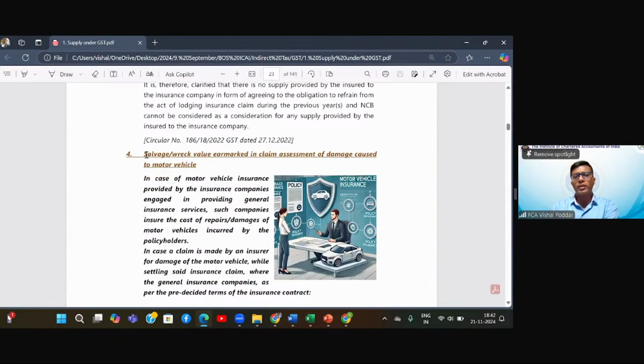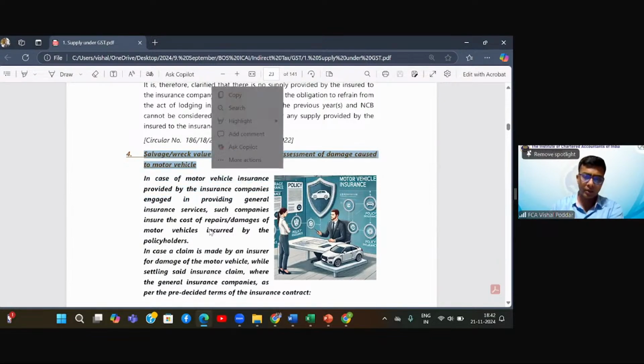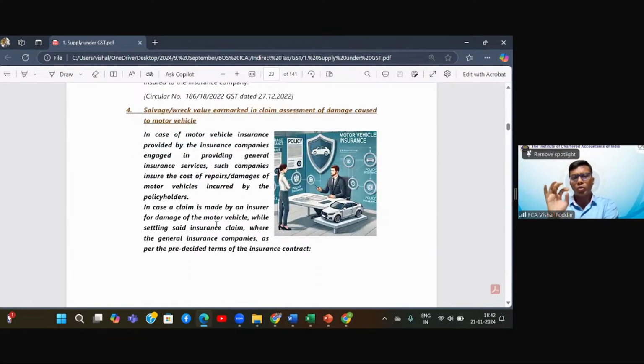Then comes this particular point, salvage or wreck value earmarked in claim assessment of damages cost to motor vehicle. Now, what is this? See, you took a policy. Now, in this case, your policy is materializing because actually some loss happened. So let us say you took a policy for your motor car. So it is a motor car insurance policy, vehicle insurance policy, and actually the car met with an accident. Now, in this particular case, you are demanding a claim amount. But there is also some salvage because your car, which is damaged or destroyed in the accident, will have some scrap value, will have some salvage value.